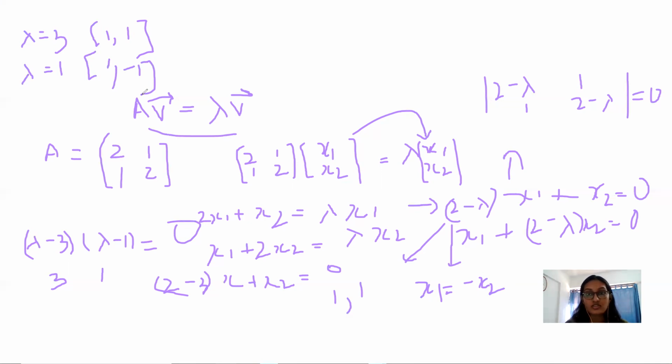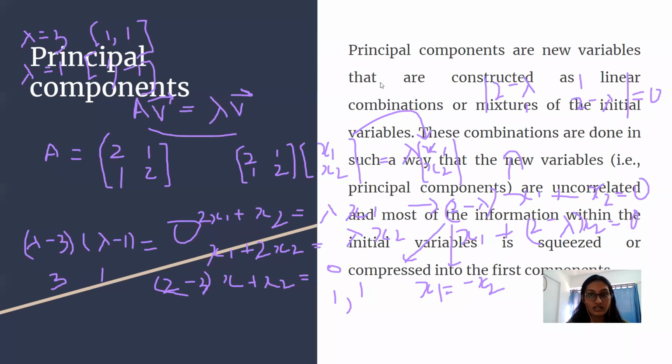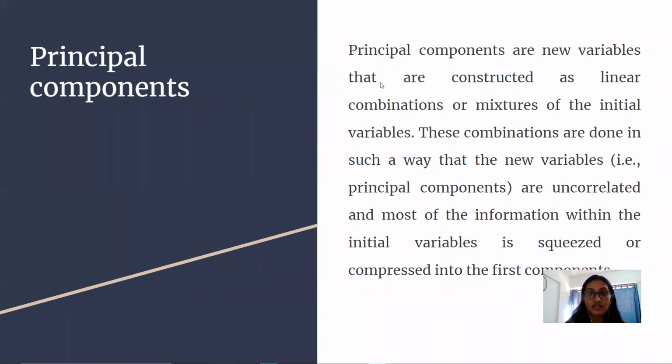So let me just move on to the next slide and also remove these drawings. Yeah. So eigenvectors and eigenvalues are the linear algebra concepts that we need to compute from the covariance matrix that we had discussed in the previous video in order to determine the principal components of the data.